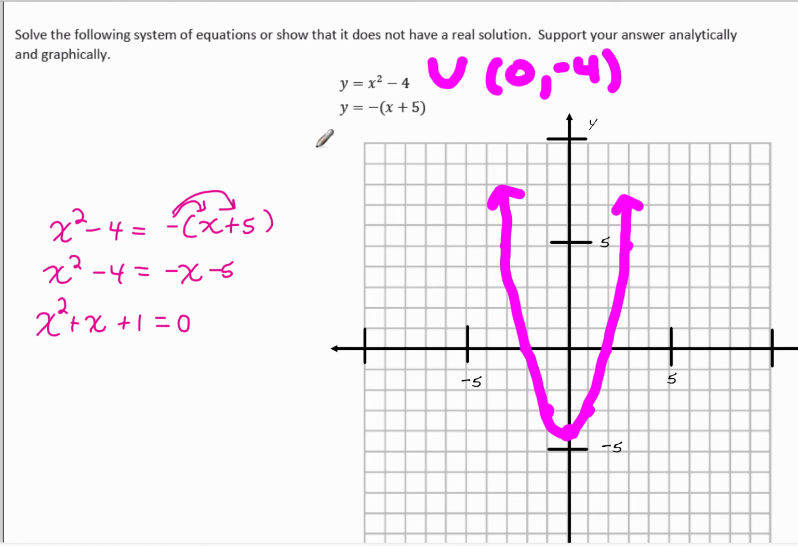Now I'm going to take my graph here, and I know this is the graph of the equation y equals negative x minus 5, and I'm going to add this to my graph. So I'm starting at negative 5, and I'm going down 1 over 1, down 1 over 1, and then up 1 over 1, up 1 over 1, continuing up. Well, it doesn't look like they cross. Even though I used a nice thick pink line there, it doesn't look like they're crossing.